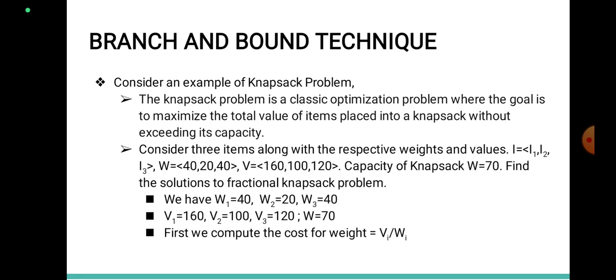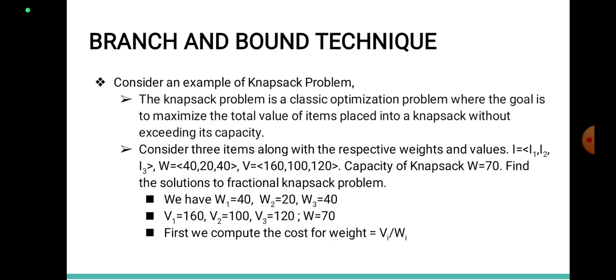Coming to the knapsack problem, it is a classic optimization problem where the goal is to maximize the total value of items placed into the knapsack without exceeding its capacity. It can be explained in detail with an example. Consider we have three items with their respective weights and values. Consider item 1, item 2 and item 3 with weights 40, 20, 40 and values 160, 100 and 120 respectively. The capacity of the knapsack given is 70.